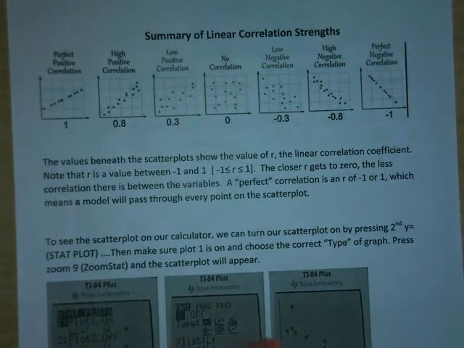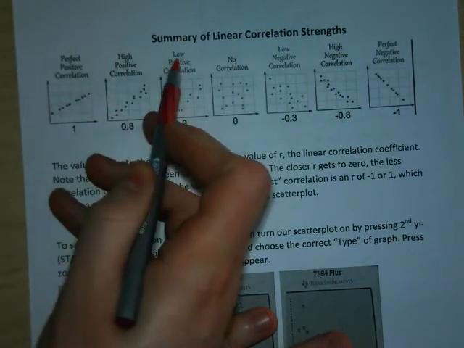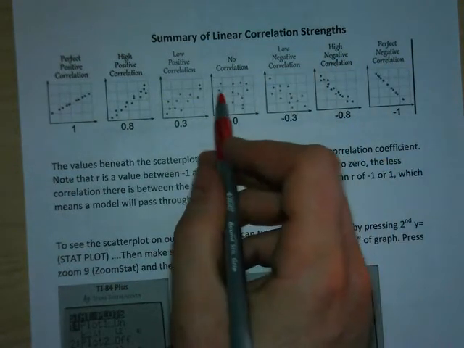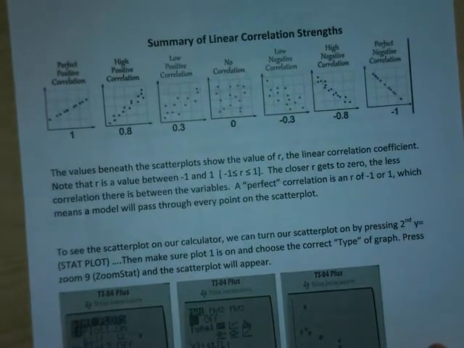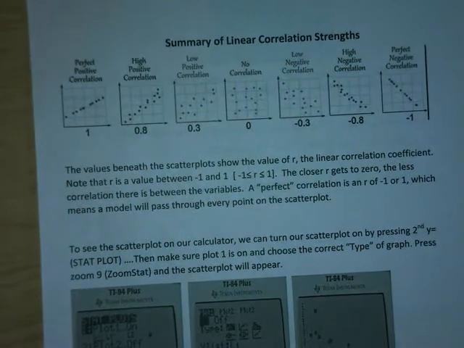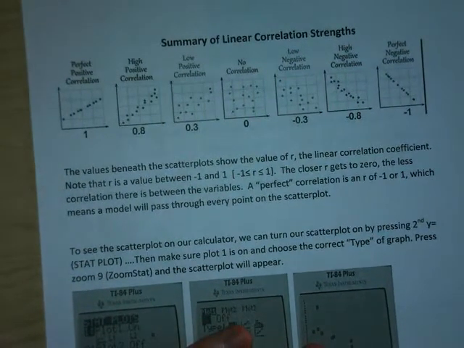Okay, so we can have a positive correlation, or we could have a negative correlation, and we could also have no correlation. And the basic idea behind a positive correlation is basically just saying that the line that you draw, the line of best fit, would have a positive slope. So as x increases, y increases.